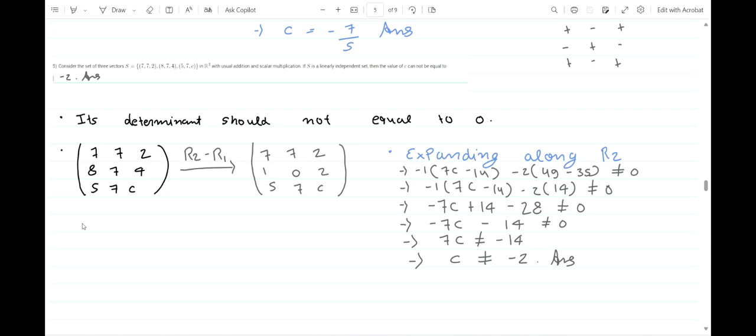We will again find the determinant and equate it to 0, and the resulting value of C will be the answer of this question. So here is the matrix created by the given vectors, and we do a little row reduction here, and then expand along R2, and the value of C for which it will become dependent is minus 2. Hence the value of C cannot be minus 2.